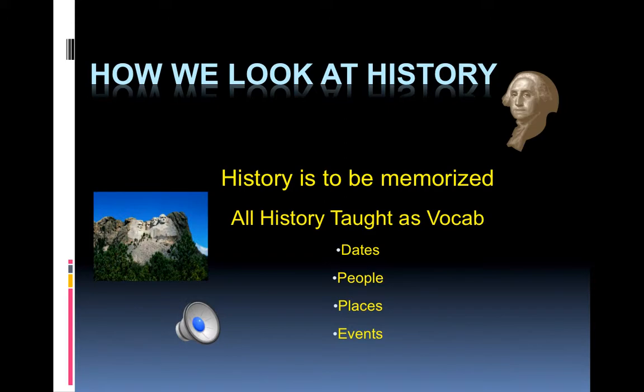So how do we look at history? We tend to look at history as names and dates that need to be memorized. We don't teach a lot of background on the people and events named in our books. Instead, history is broken into memorization of names, dates, and vocab words.